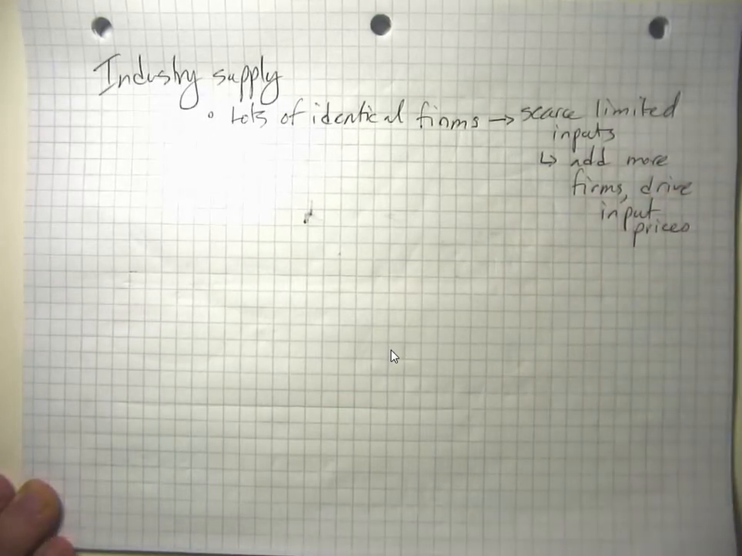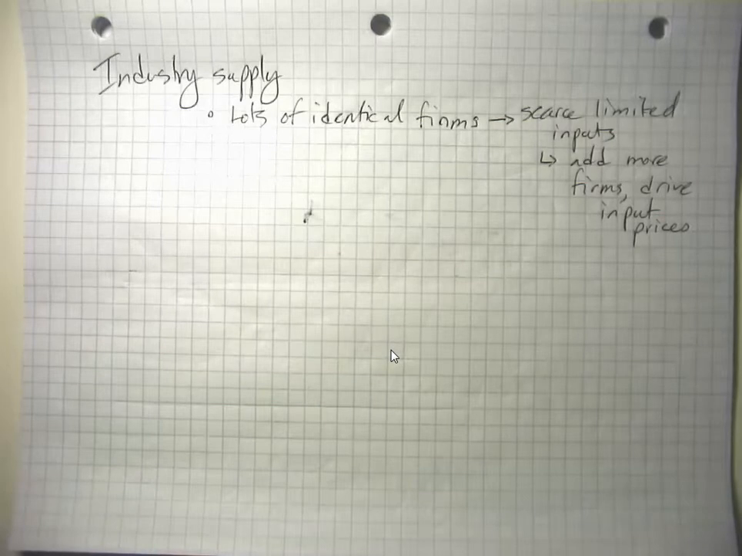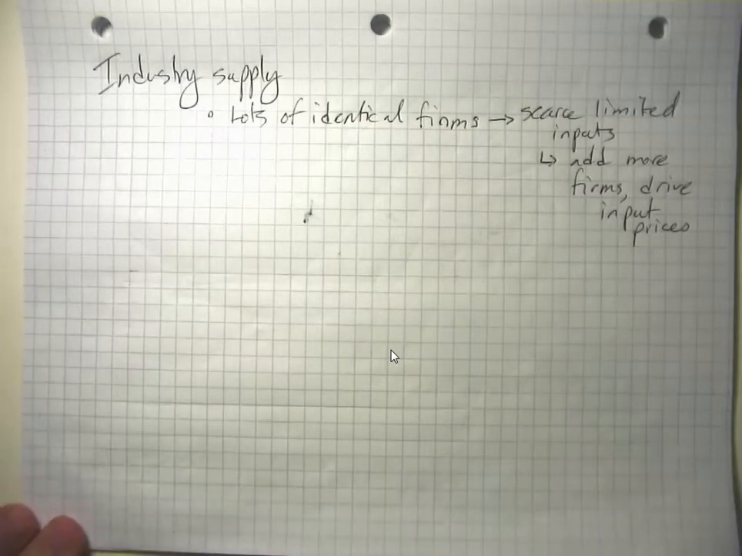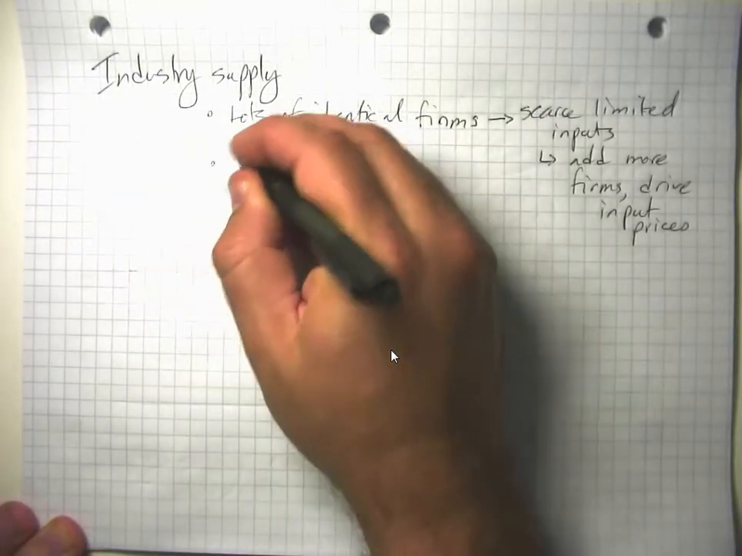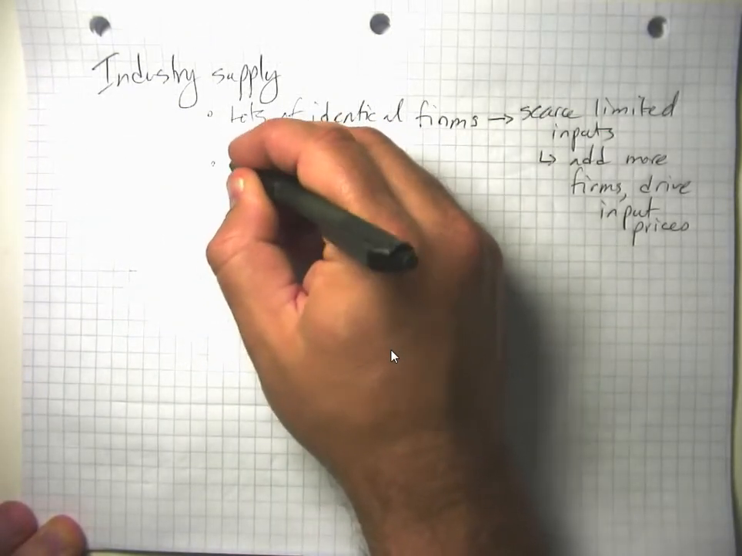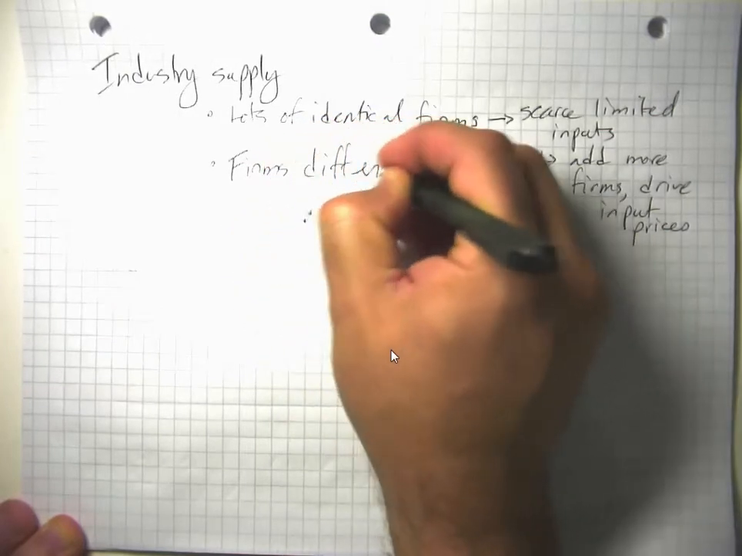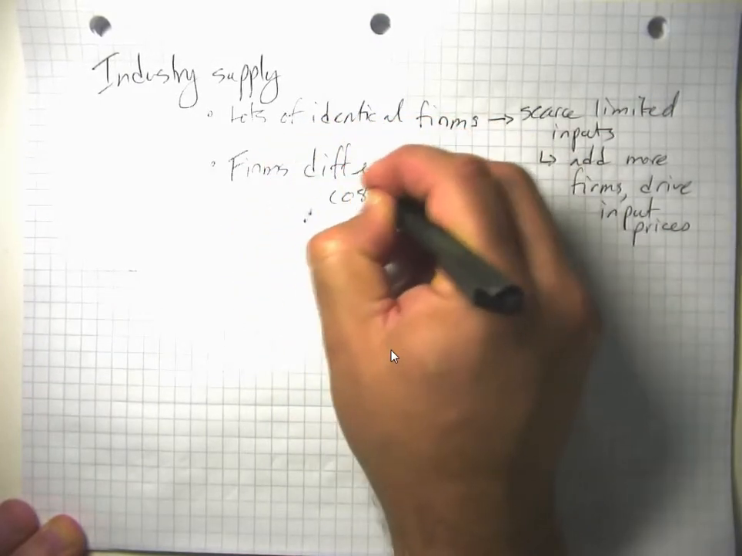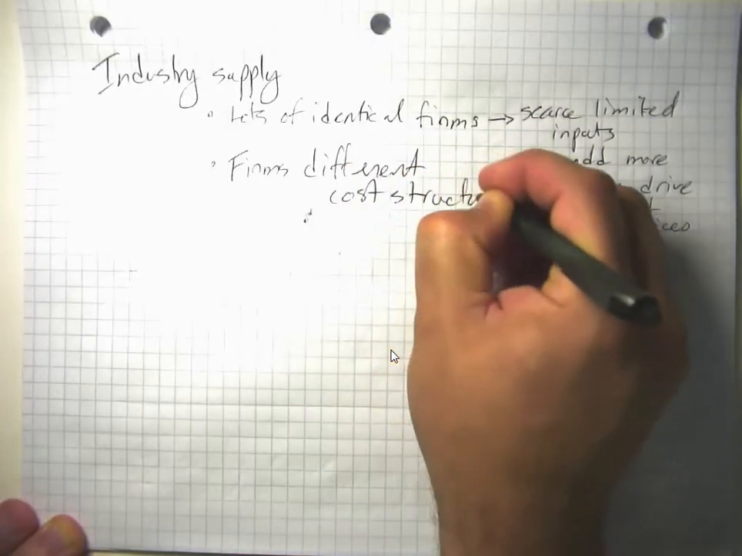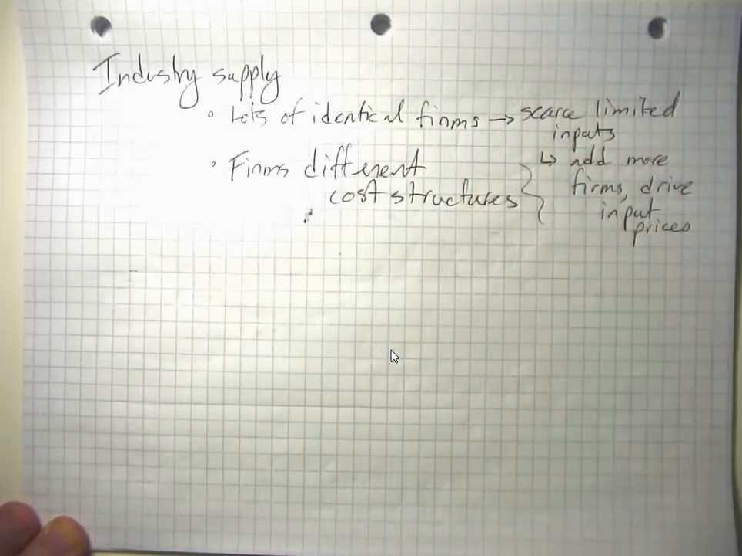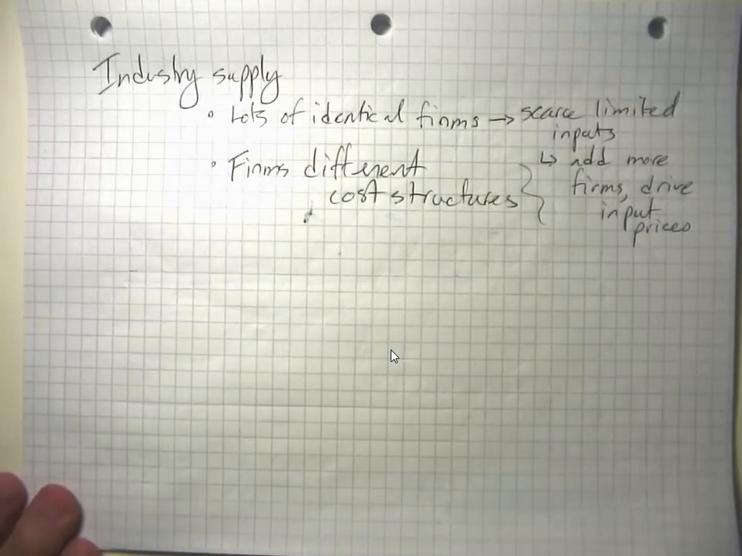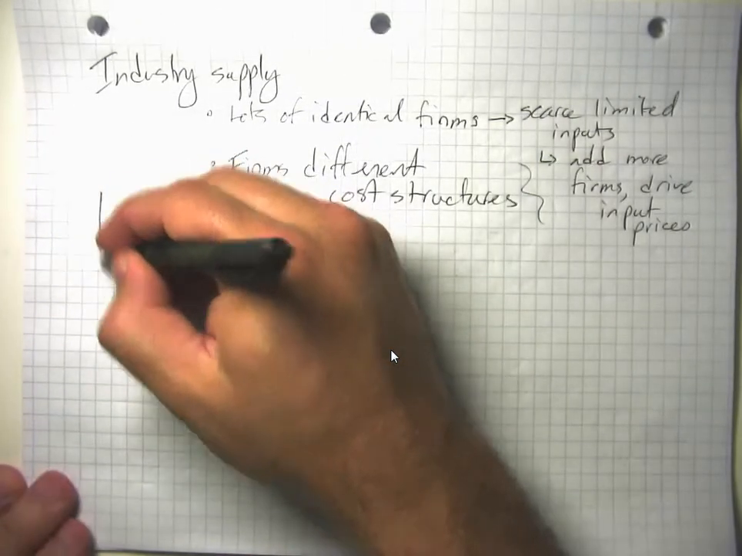So maybe we can go ahead and start lots more farms, but when we start lots more farms, that pushes up land prices or fertilizer prices or something like that. And then after that, we'll do the case of firms themselves have different cost structures. So these are actually two different cases, and they actually have kind of different end results here.